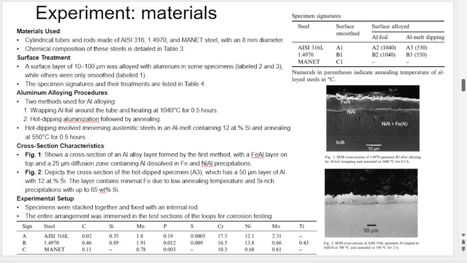Figure 2 depicts the cross section of hot dipping, which has a 50 micrometer layer of aluminum with 12% of silicon. As we can see, the upper part contains only the aluminum layer without the combination of iron and so on. As for the experimental setup, specimens were stacked together and fixed with an internal rod. The entire arrangement was immersed in the test section.